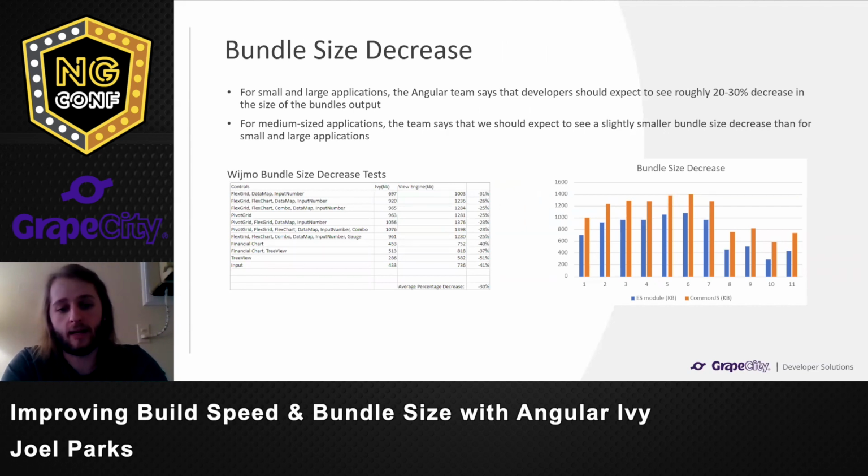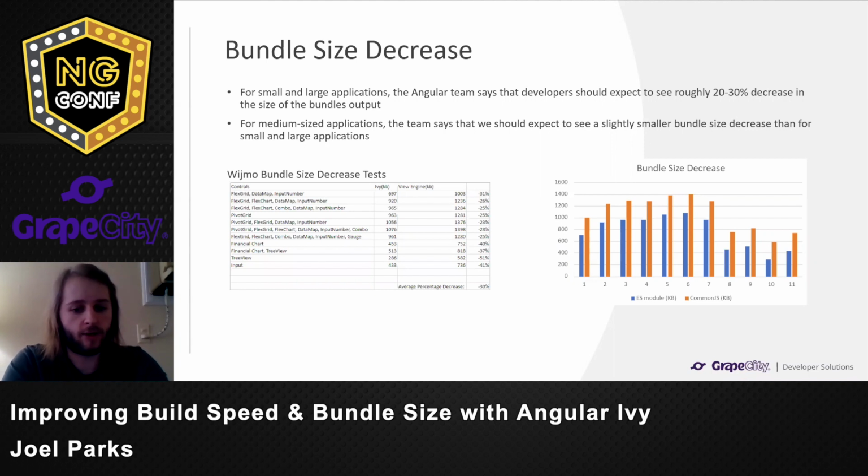The final thing to look at in regards to bundling is how much of a decrease in bundle size we see. The Angular team says that for small and large applications, we should be seeing a decrease in bundle size of roughly 20 to 30%, and that we should expect to see a slightly lower number for medium-sized applications. We've done some internal testing, and you can see our numbers here in the 2 images on this slide.